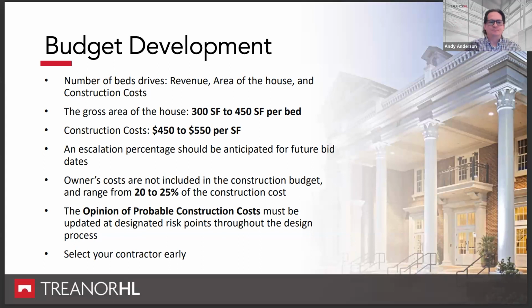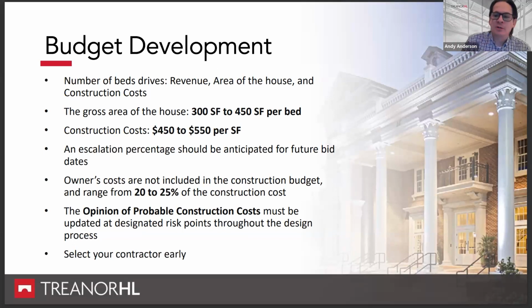One important thing to remember is that those construction costs do not include all your soft costs or owner's costs. And we'll talk more about those in detail later. I'll cover those, but those usually account for about 20 to 25% of the construction costs. So your project cost is about 125% of your construction costs, or as low as 120% of your construction costs.